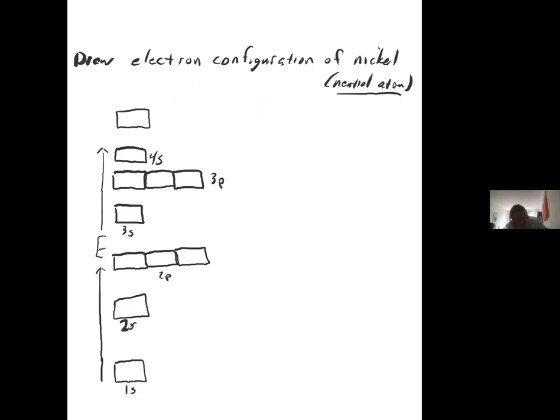And then 3d. Based on my practice, I know we're going to stop at 3d, but you just go as far as you need. There we go. Okay. So there's that order: 1s, 2s, 2p, 3s, 3p, 4s, 3d. So notice that the 4s is lower than the 3d.